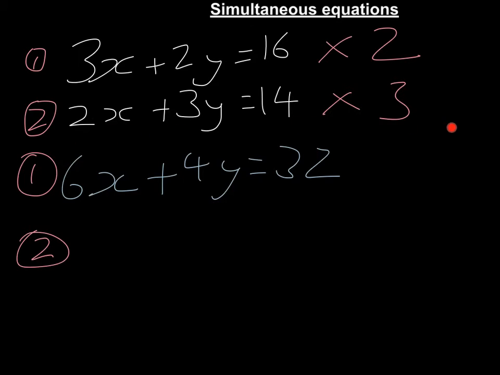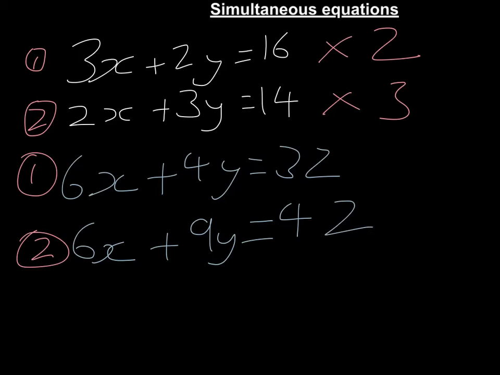Two x times 3 gives me 6x. 3y times 3 gives me 9y. And that's a plus 9y. And 14 times 3 gives me 42. Now you should be able to see that the x's now have the same number in front of them, 6. Just out of interest, that number is called the coefficient.